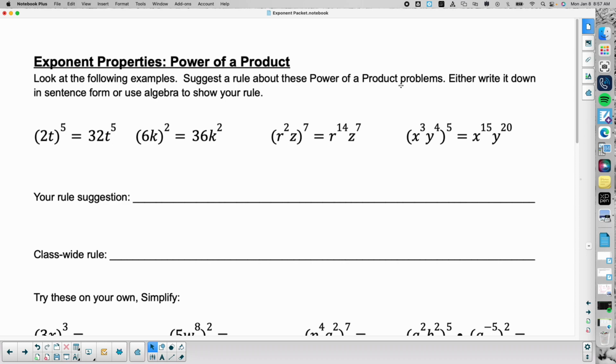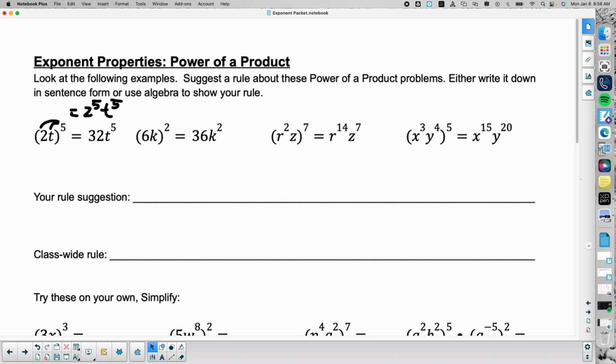I think some of you might be able to figure it out, but a lot of you don't know the different powers in your heads, and that's fine. If you have a power outside, and you have a bunch of things being multiplied on the inside, that power can go to them all separately. So this would turn into 2 to the 5th, t to the 5th, which is where the 32 comes from. I wasn't expecting most of you to just know 2 to the 5th was 32.